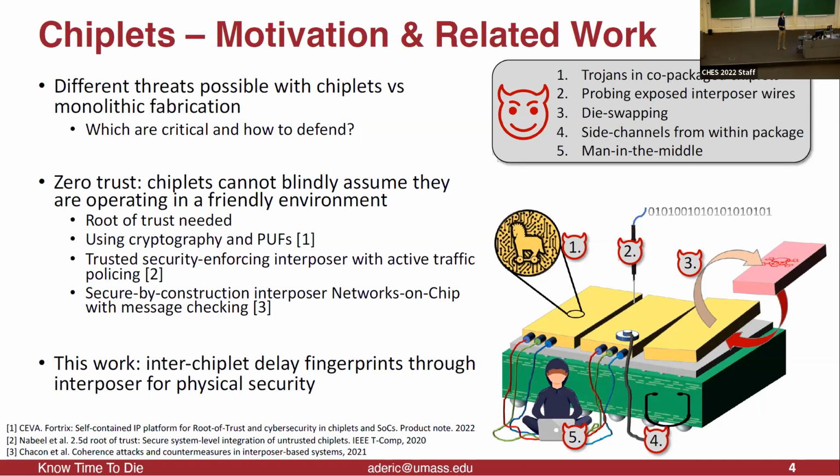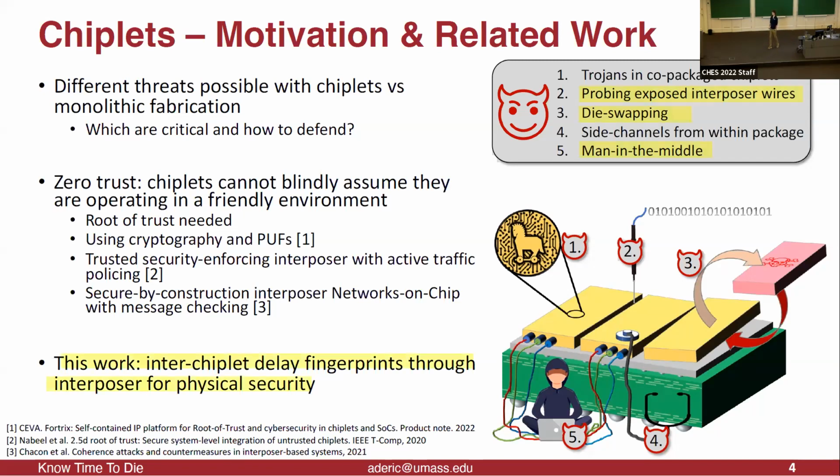People have tried addressing this. For example, you can treat each chiplet as its own chip, and then use existing solutions like crypto and PUFs. Or people have also tried making what they call a secure-by-construction interposer. But the problem with all of these is that you increase design complexity, and that essentially defeats the purpose of having chiplets in the first place.